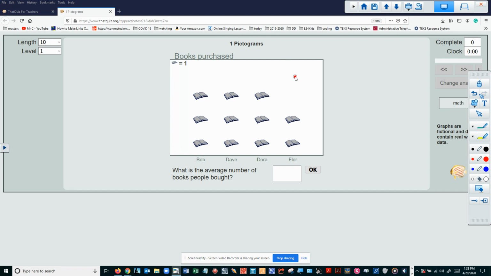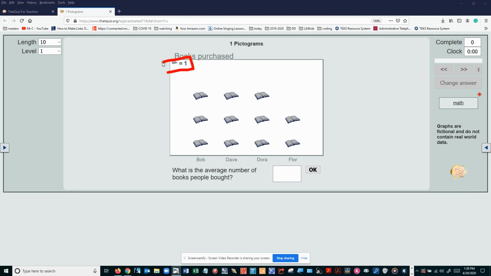Now, I told you before on a pictogram, you got to find the key. Well, we found the key right here, okay? One book is equal to 1. It might have been equal to 10, and then a half a book might have been 5. So you have to find that key. So I know that this is 1, 1, 1. That's for a total of 3, 3, 3, and 2. Bob, Dave, Dora, and Flora.